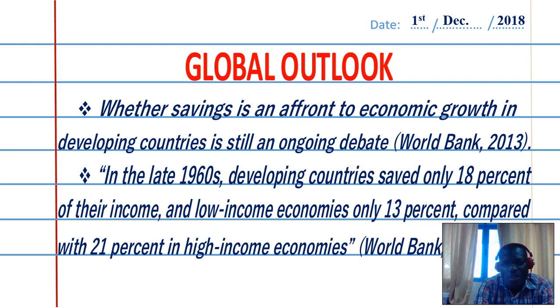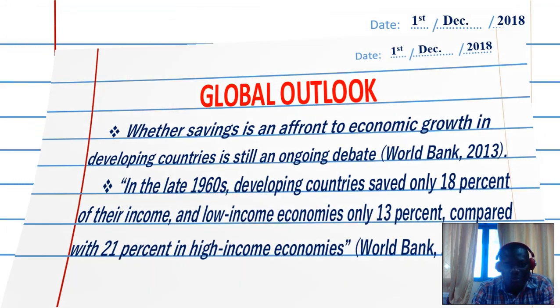In the late 1960s, developing countries saved only 18% of their income. And in low-income economies, only 13% do so, as compared to 21% in high-income economies. So that is the variation in the level of savings in the various segments of economies across the world.